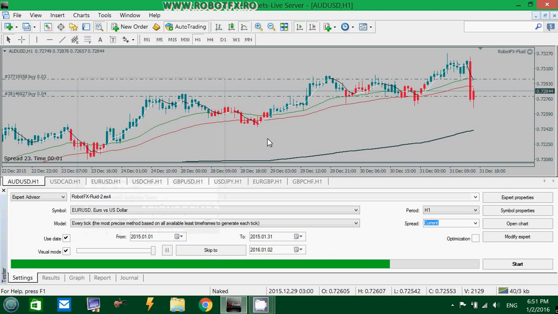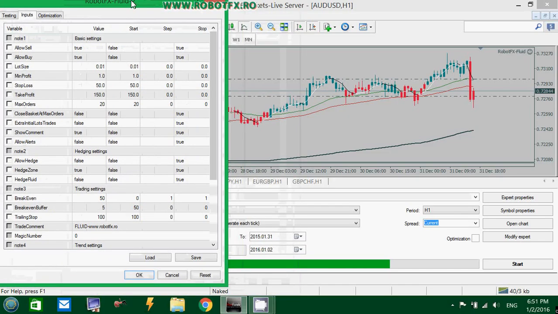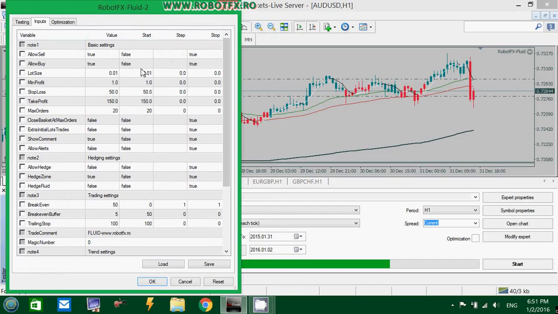demonstrate the difference between the classic stop loss and take profit, and the usage of a hedging strategy to manage a losing trade or a basket of trades. Great. Regarding the RobotFX Fluid Expert Advisor, I'd like to remind you that this Expert Advisor can use both the classic stop loss and take profit. They are set in pips, or it can hedge a losing trade or a basket of trades.